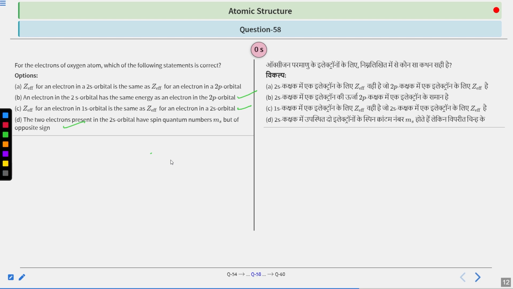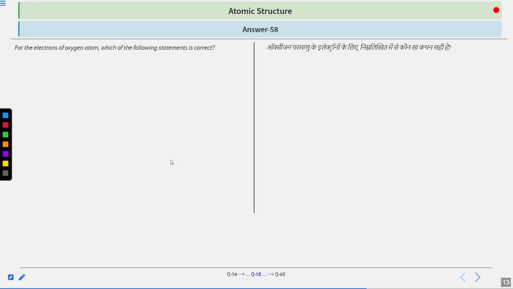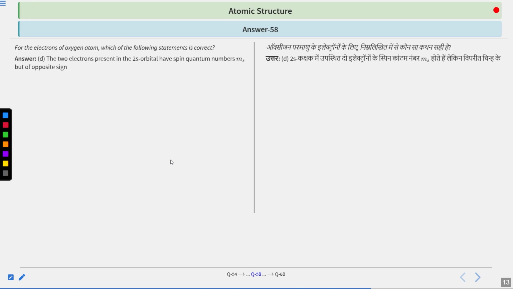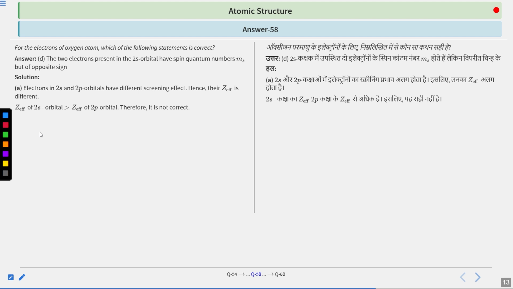Now let us see the solution. You have to find the correct statement. The correct statement is that the two electrons present in the 2s orbital have spin quantum number ms of opposite sign. So this is true. If you are going for one orbital, suppose the 2s orbital, then a maximum of two electrons can be accommodated in it, and they have spin of half magnitude, either minus half or plus half.